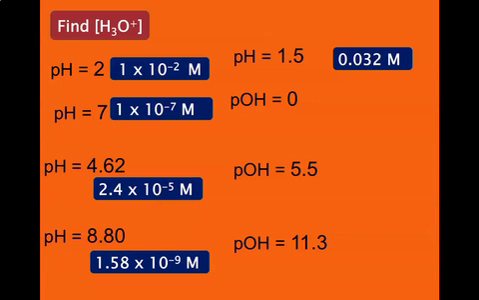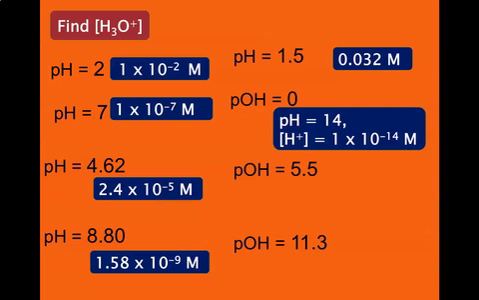Now, if we look at these last three, they're not the pH, but rather they're the pOH. So we're going to have to find the pH first, and we just do that by subtracting the number from 14, and then do the 10 to the x step. So pOH is 0, so that means the pH is 14, and then I do 10 to the x of negative 14, and I get 1 times 10 to the negative 14th.